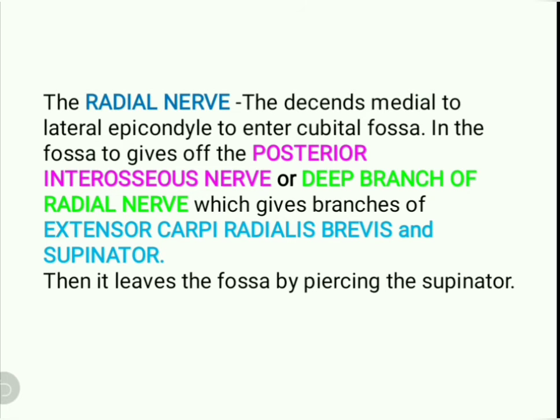Now this deep branch of the radial nerve will supply two muscles. Firstly, it will supply the extensor carpi radialis brevis muscle, and secondly the supinator muscle. So the radial nerve in the cubital fossa gives a branch, the posterior interosseous nerve or deep branch of the radial nerve, which supplies the extensor carpi radialis brevis muscle and supinator muscle. And then the radial nerve will leave the fossa by piercing the supinator muscle.